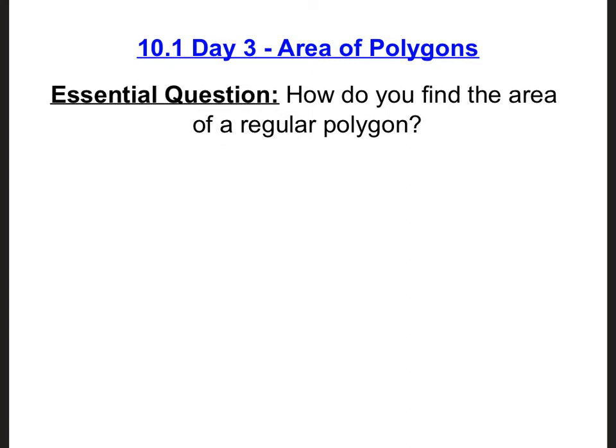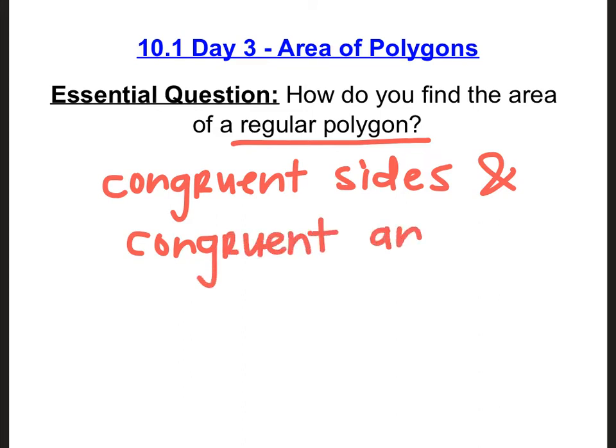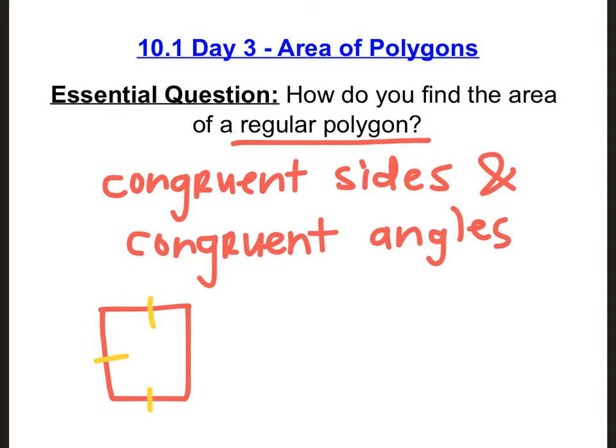A regular polygon has congruent sides and congruent angles. So a square would be an example of a regular polygon, because all four sides are the same length, and all four angles are the same size. Now if they say a regular polygon, you can assume these two facts, that it has congruent sides and congruent angles.